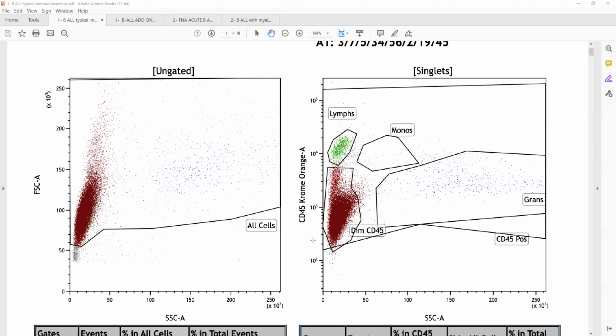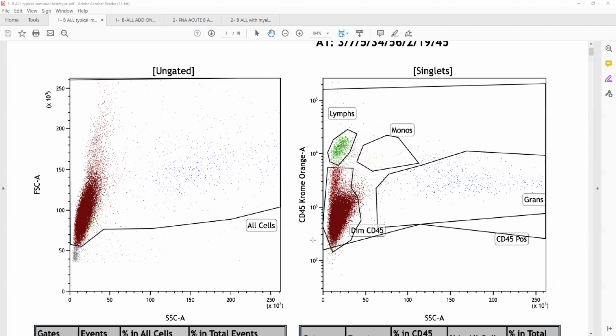Morphologically, it's extremely challenging to differentiate B lymphoid blasts from T lymphoid blasts. There are no specific morphologic features to differentiate. That's why we rely on flow cytometry to make that differentiation.